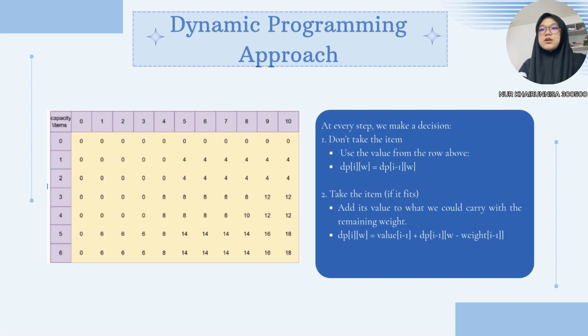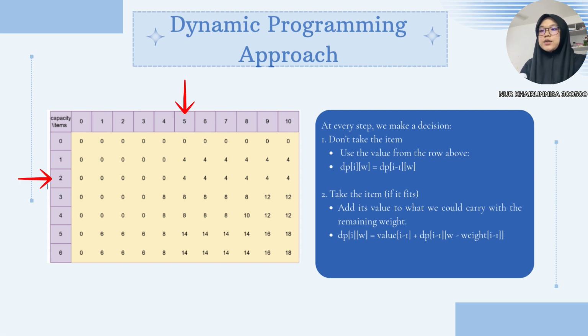At every step, we make a decision. First decision, we don't take the item. We use the value from the row above. As you can see the formula, dp[i][w] equals dp[i-1][w]. For example, for dp[1][5], the value is 4.